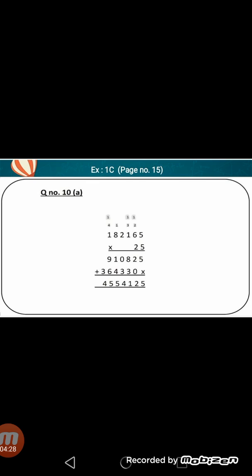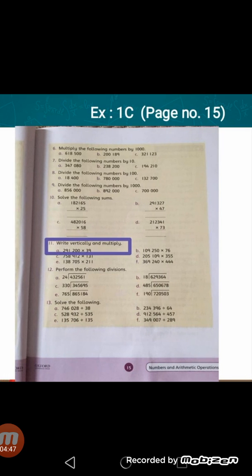So our answer is 4,554,125. In multiplication, this value is called the product. As this is the result or answer of multiplication, we have to call it the product. I hope you will understand the steps of multiplication in this question.